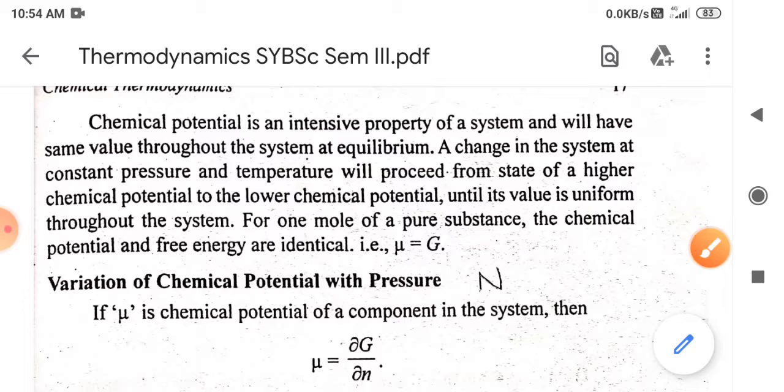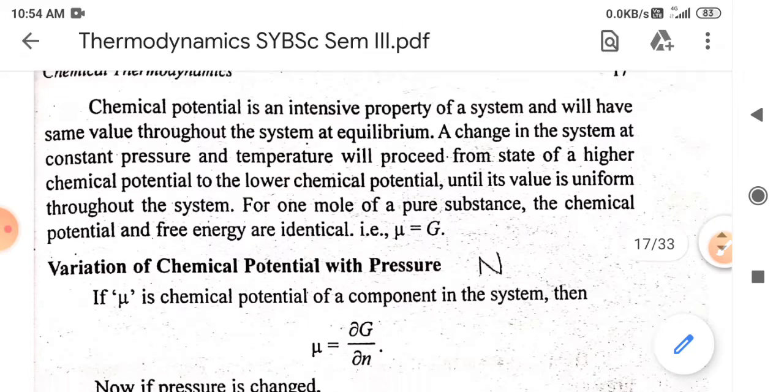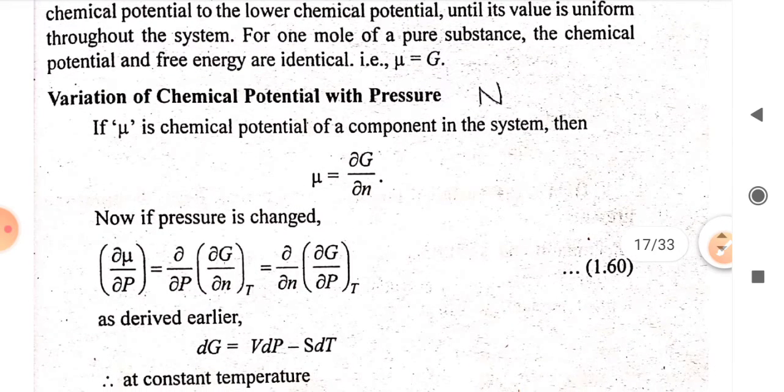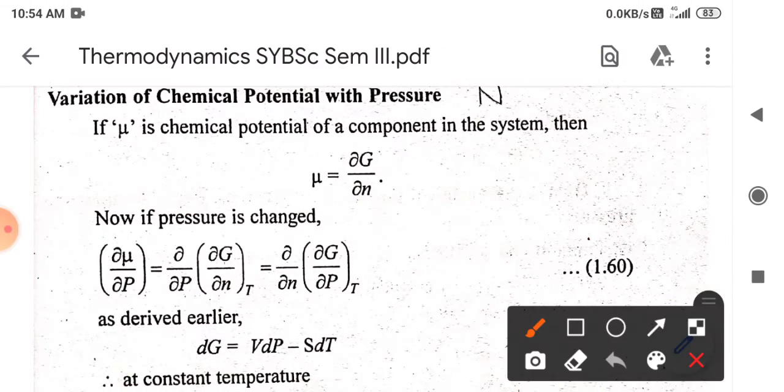That is, we have already obtained this relation also. For a pure component, the Gibbs free energy and chemical potential are equal. Now first consider the variation of chemical potential with the pressure value.